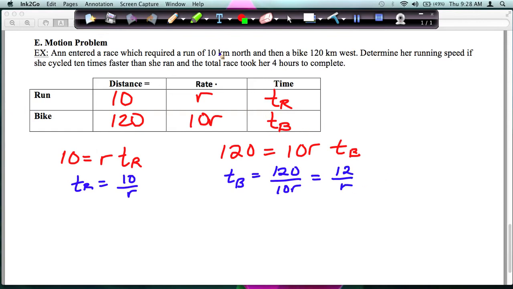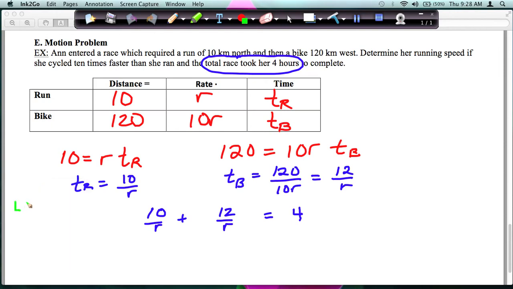Okay, and then this is what's important. The total race took her 4 hours to complete. That doesn't mean that the time running was the same as the time biking. The distances and speeds are much different. It means total time was 4 hours. So when you total something, remember that means you're adding it. So her time running plus her time biking is supposed to equal 4 hours. Okay, so we've set up the problem.